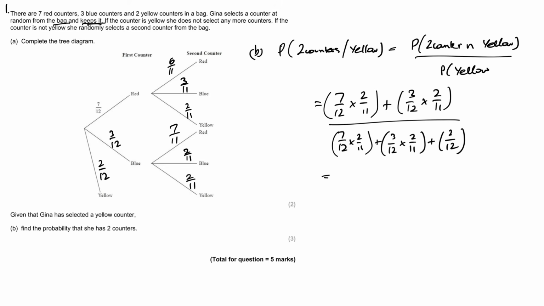So all I need to do now is a bit of simplifying. On the top I get 20 over 132. Again, I haven't simplified because it makes my life a lot easier, with the same kind of bottom, or denominators. And there we have my final answer with a bit of simplifying. Hopefully that wasn't too bad a start for you.